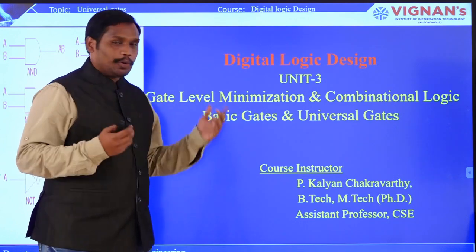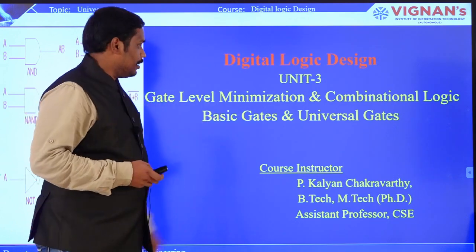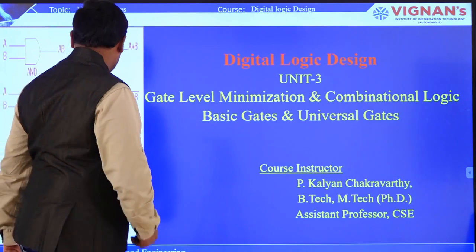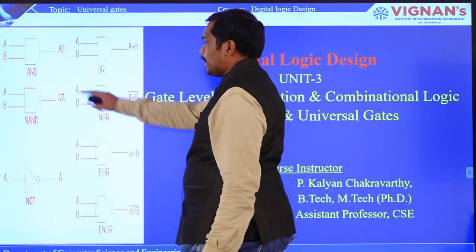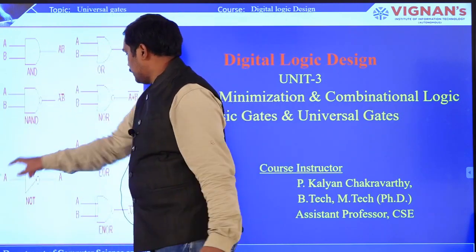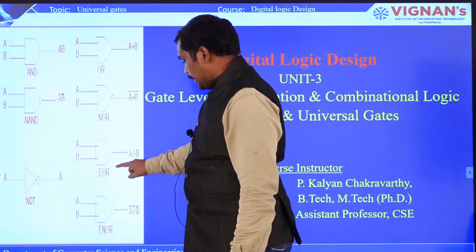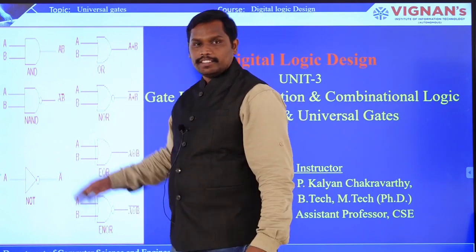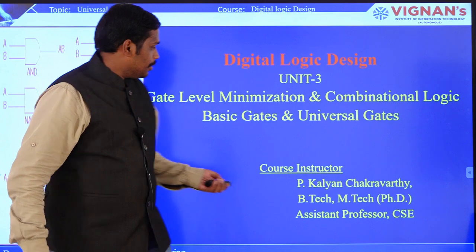Now, what are the gates that are available in this particular digital logic design? So you can see over here, this is AND, this is OR, this is NAND, and this is NOR, NOT, XOR, and XNOR. So these are the gates that are there, and we'll see what are the.